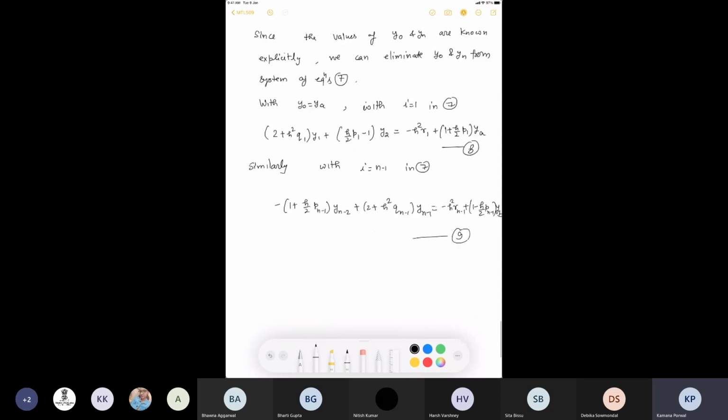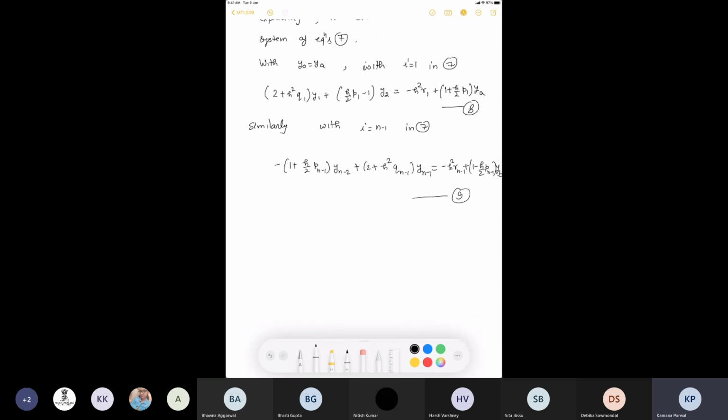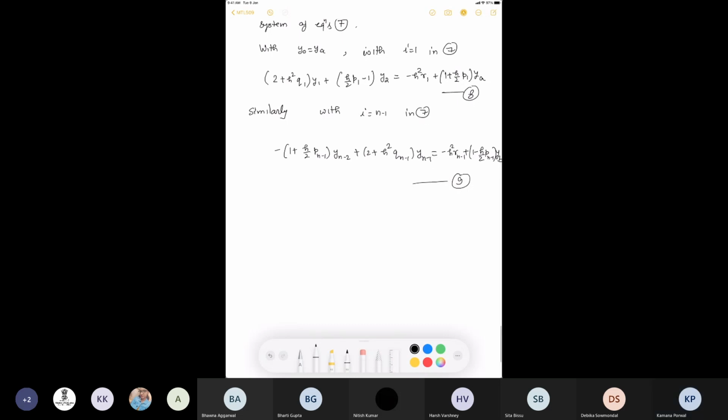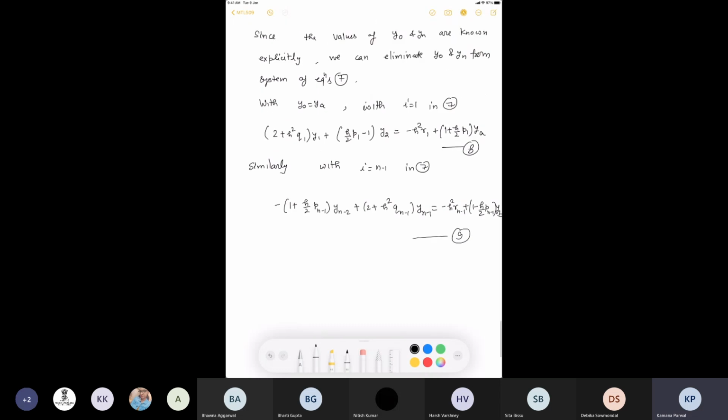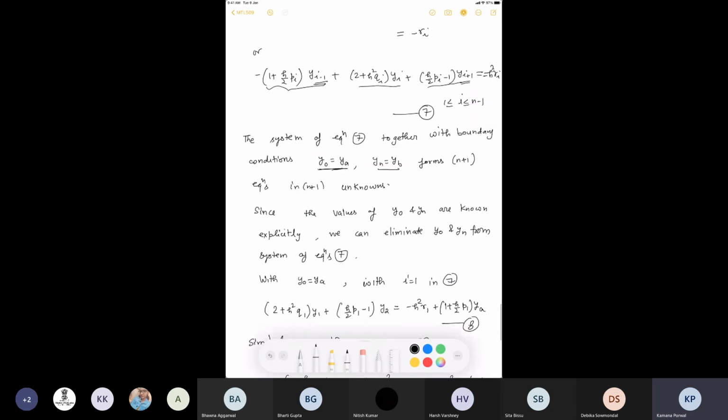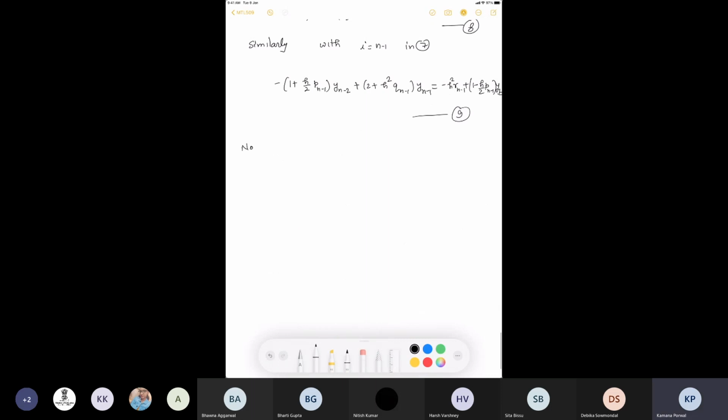Okay, so now you see the reduced system has n minus 1 equations and n minus 1 unknowns. All right. So now let's write down system 7 in matrix form. In the reduced system, we have n minus 1 unknowns with n minus 1 equations.